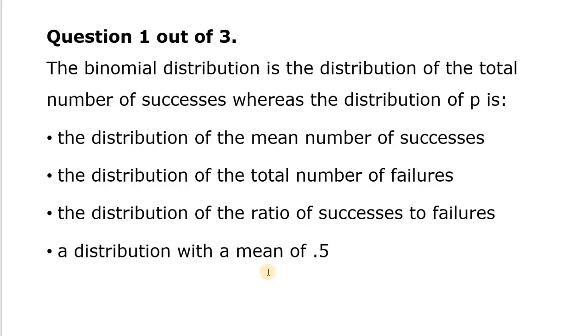Let's look at some of these questions and try to answer them. The binomial distribution is the distribution of the total number of successes, whereas the distribution of p hat, or the distribution of sample proportions, is it the distribution of the mean number of successes, the distribution of the total number of failures, the distribution of the ratio of successes to failures, or the distribution with a mean of 0? So I can right away eliminate all of these. And the right answer is the first answer. The distribution of sample proportion is basically the distribution of the mean number of successes.